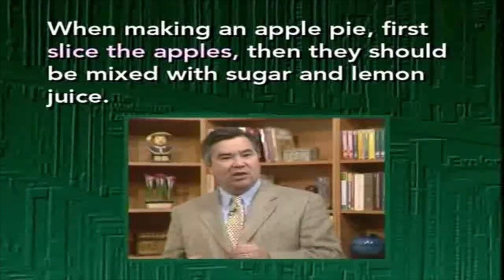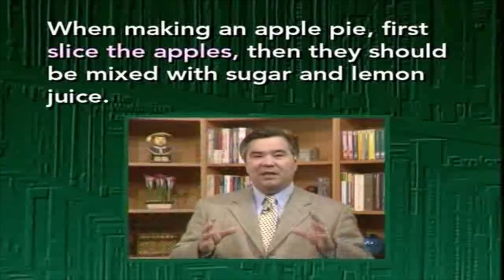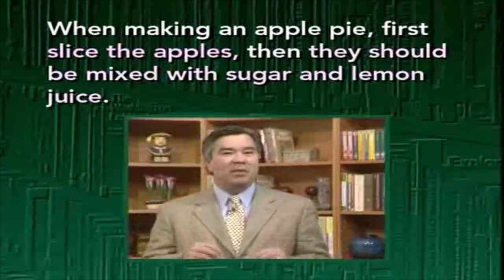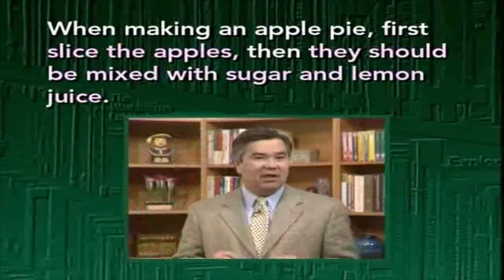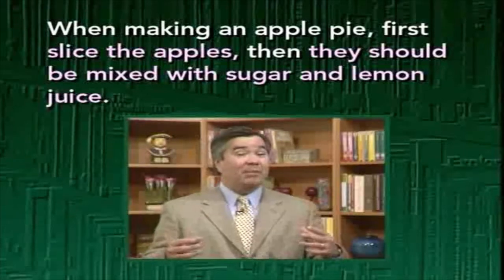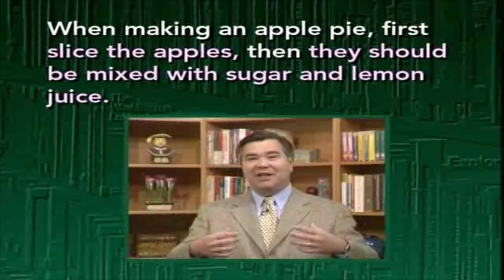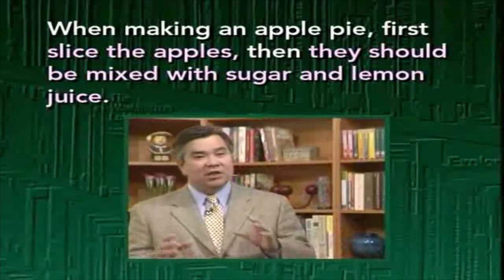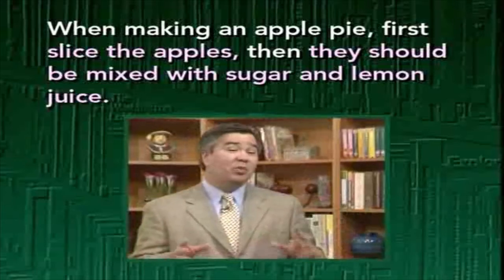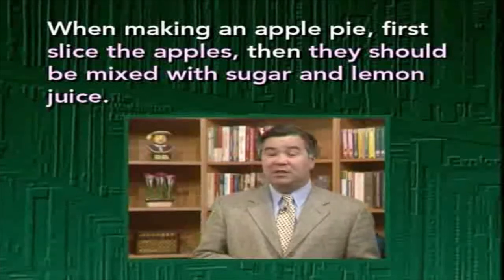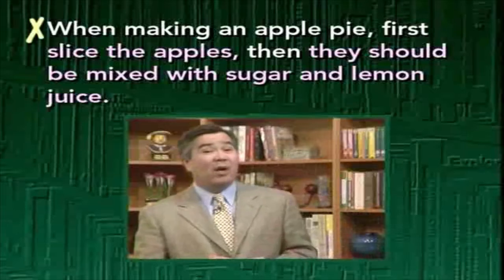But in the second clause, the verb is set up in passive form. "They should be mixed with sugar and lemon juice." "They," the subject of the verb, is the apples, and they are passively receiving the action of being mixed. So in this sentence, we've mixed more than just apples, sugar, and lemon juice. We've mixed active and passive verbs. And that's why the sentence doesn't sound quite right.